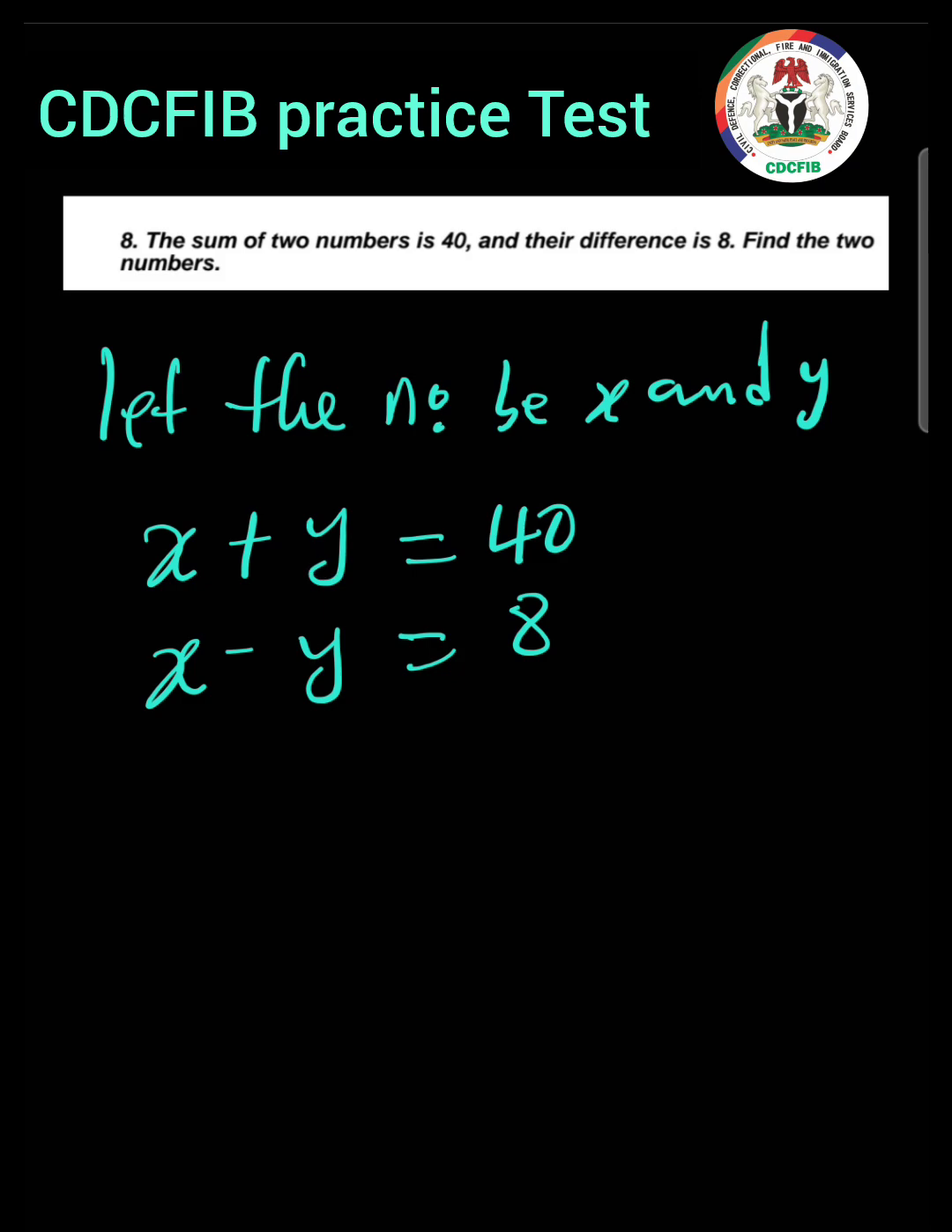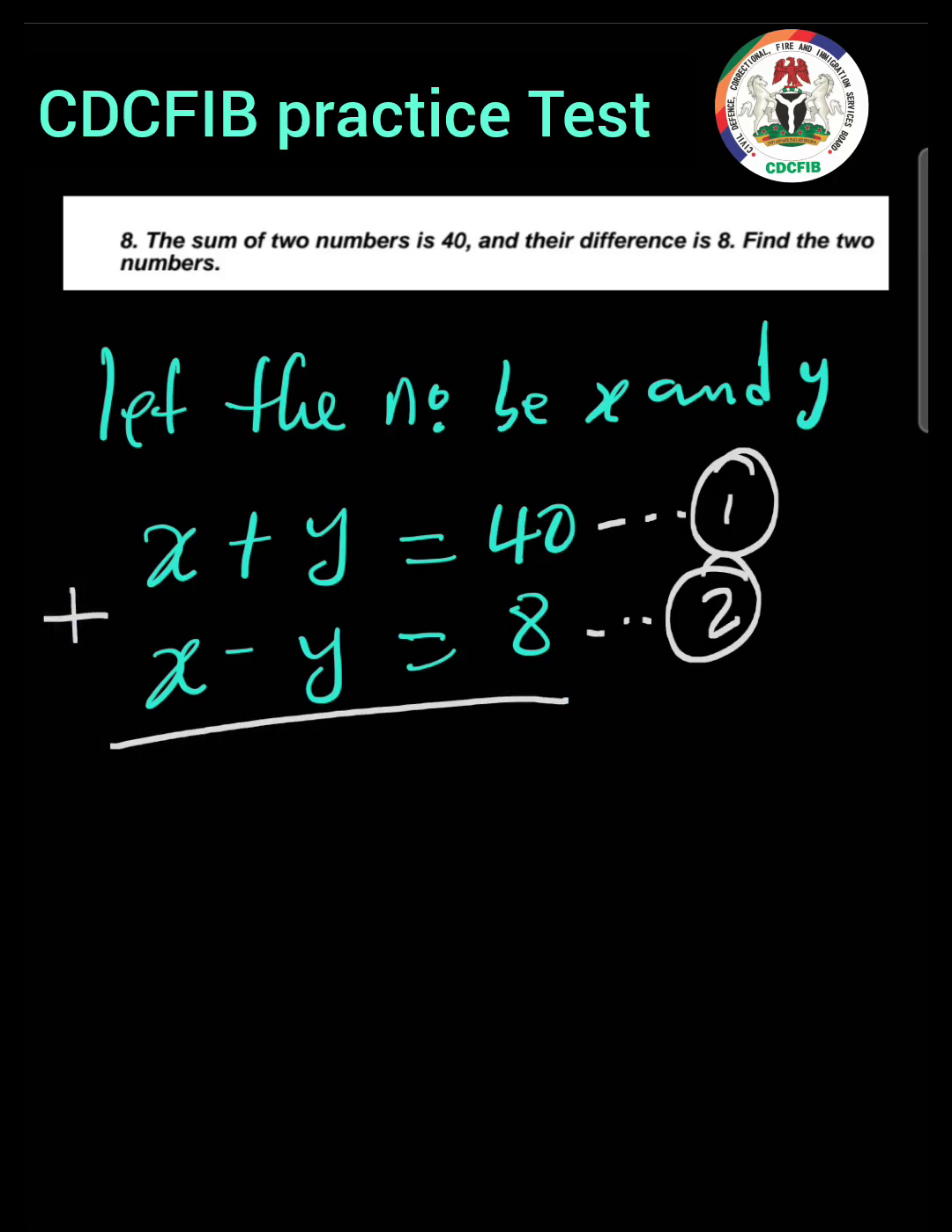So that means we're going to look for the value of x and y simultaneously from these equations. Let's name the first equation as equation 1 and the second equation as equation 2. If you look at the middle, we have positive y and negative y, so it's going to cancel. Therefore we can add the two equations together. x plus x is going to give us 2x, then y minus y is going to give us 0. This is going to be equal to 40 plus 8, which gives us 48.